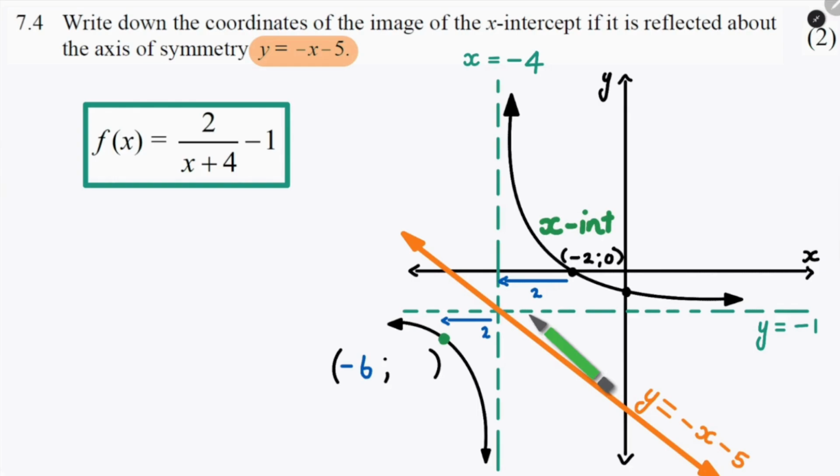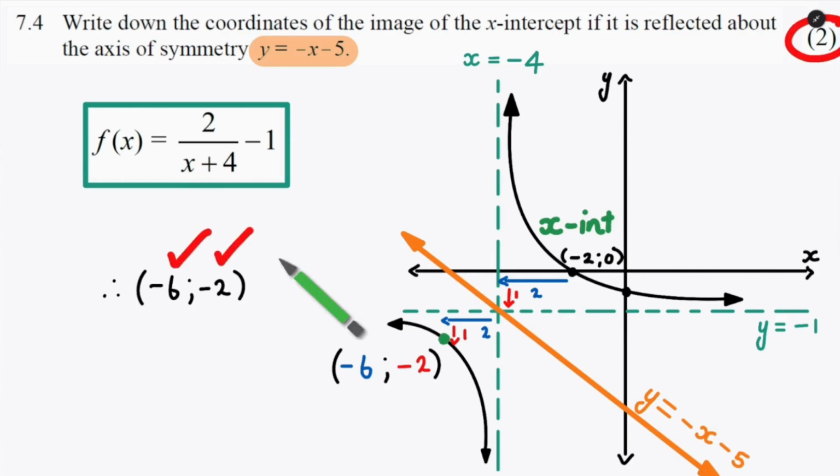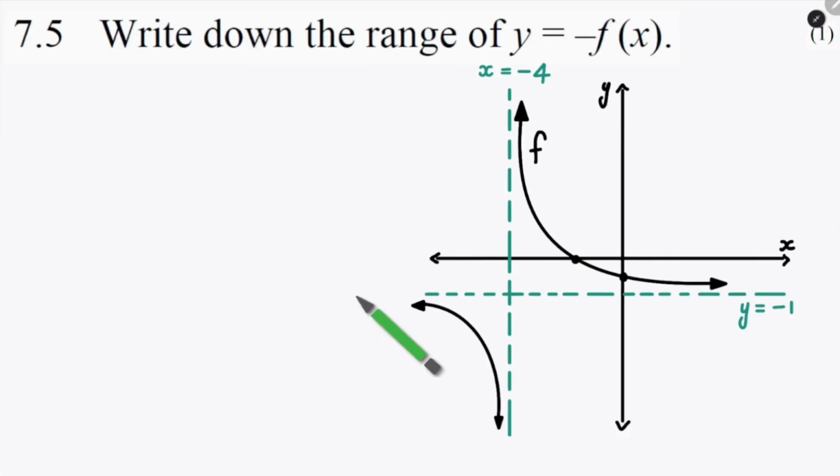And there's a very similar process with the y value. If I go down 1 over here, I'm going to have to go down 1 over here to find my y value to be -2, because I start at 0, go down 1, go down another 1 to get to -2. So this coordinate they're asking for is (-6; -2). And you will simply just get 1 mark for your x value and 1 mark for your y value in this question.